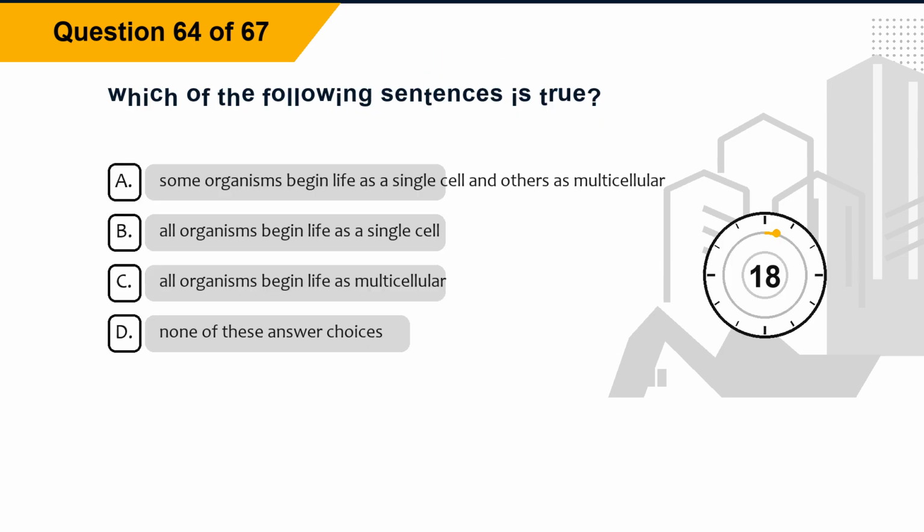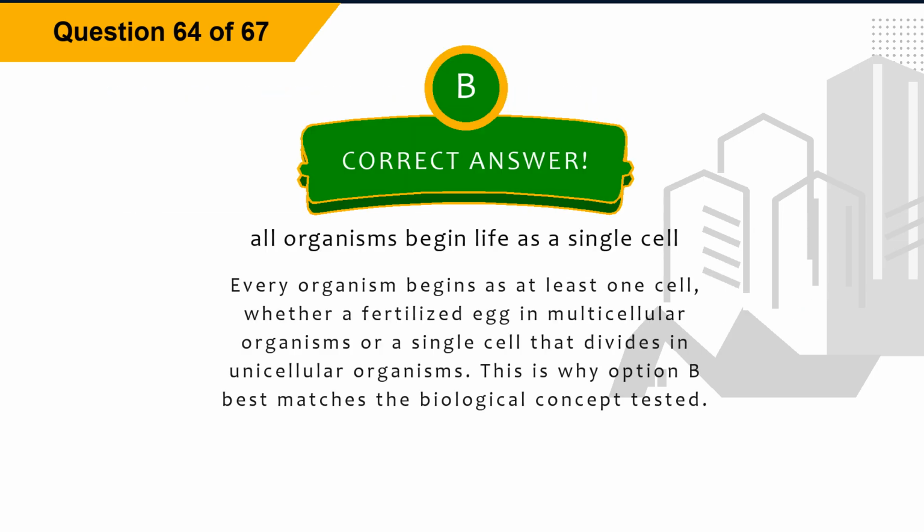Question 64. Which of the following sentences is true? Option A, some organisms begin life as a single cell and others as multicellular. Option B, all organisms begin life as a single cell. Option C, all organisms begin life as multicellular. Option D, none of these answer choices. The correct answer is option B, all organisms begin life as a single cell. Explanation. Every organism begins as at least one cell, whether a fertilized egg in multicellular organisms or a single cell that divides in unicellular organisms. This is why option B best matches the biological concept tested.